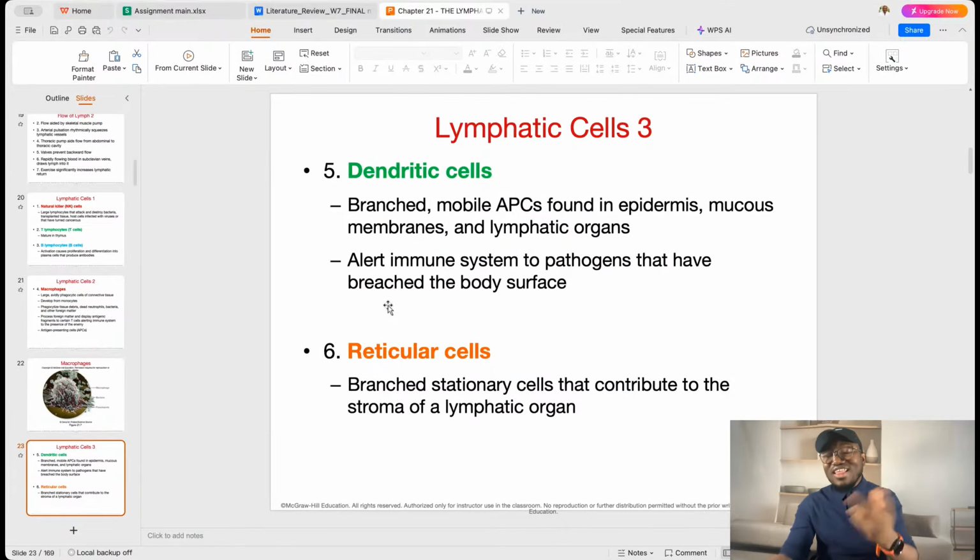Okay, the dendritic cells and reticular cells, 6. Some textbooks will tell you 5, but it should be 6. These dendritic cells are usually antigen presenting cells, APCs. That's what we call them. They are the ones that carry the antigen, the infection, and present it to the system and say, look at the infection, kill it.